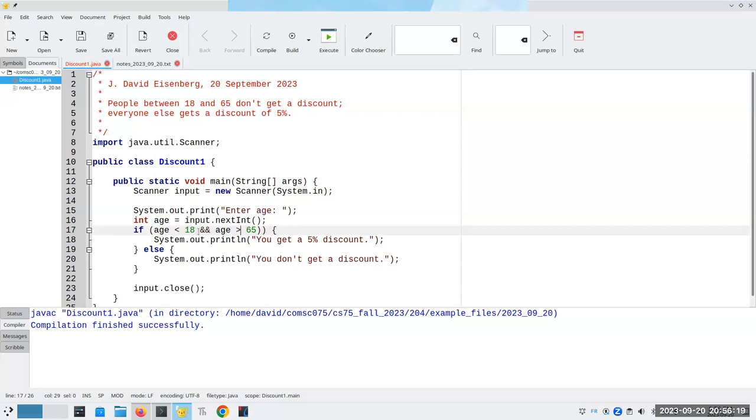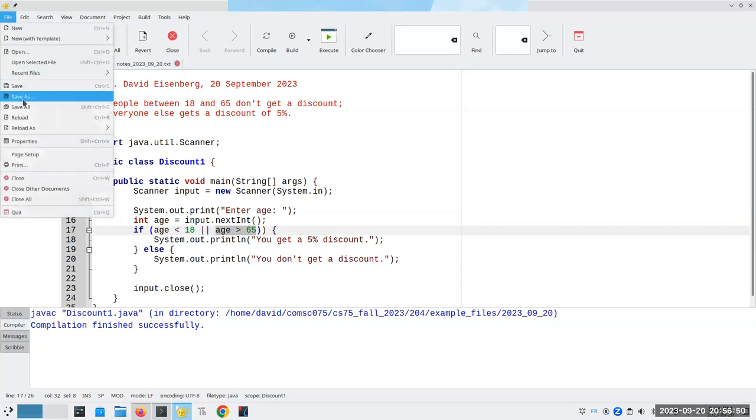Now, here comes the tricky part. Do I want to leave this and in here? And the answer is no, I don't. Think about it. Can a person be less than 18 and greater than 65 at the same time? No, they can't. We have to change this and to an or to make it work. Now we have the same thing. If the age is less than 18 or it's greater than 65, they get a discount, otherwise they don't.